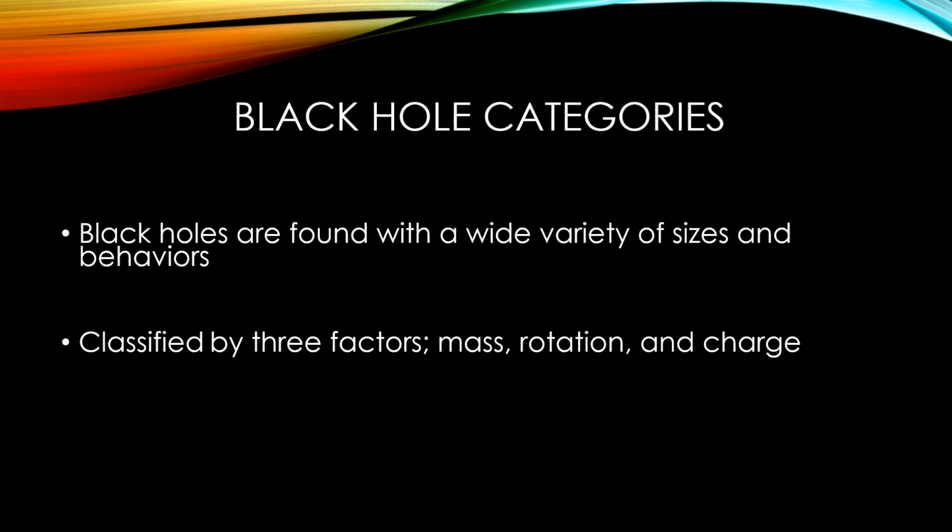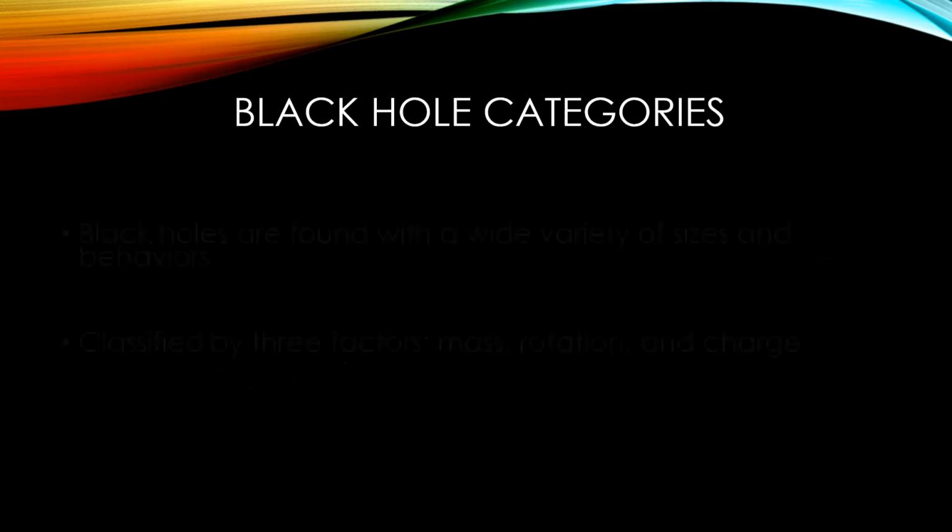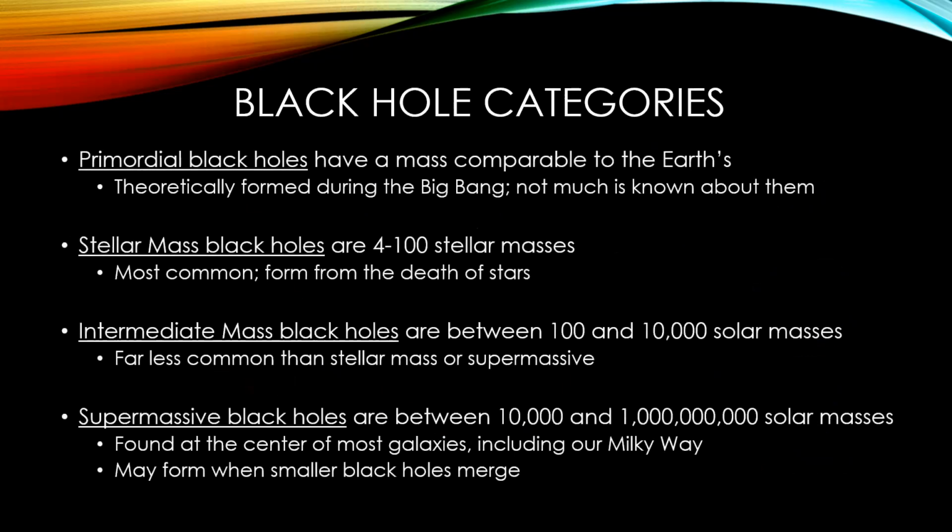Scientists classify black holes based on their mass, rotation, and charge. The objects can be found with a wide range of characteristics. The smallest type, primordial black holes, theoretically formed during the Big Bang. These have a mass near Earth's. Stellar mass black holes were described earlier and form from stellar death. They are between 4 and 100 stellar masses.